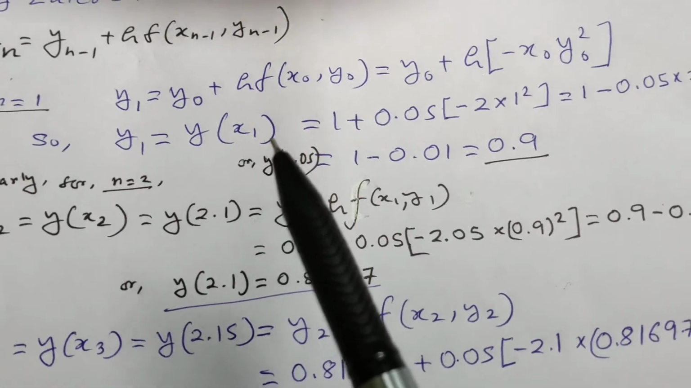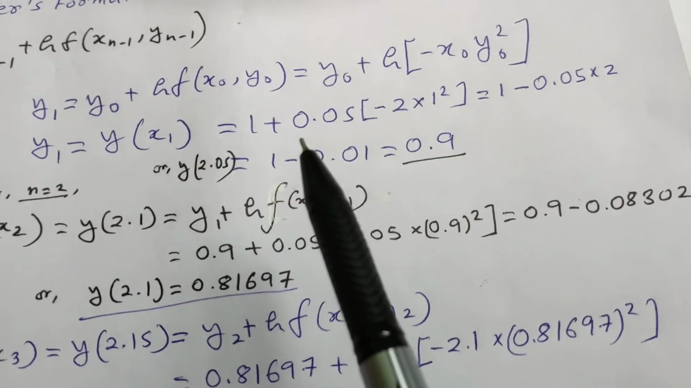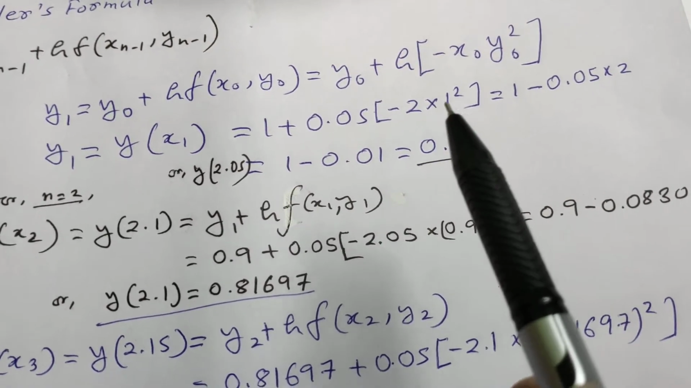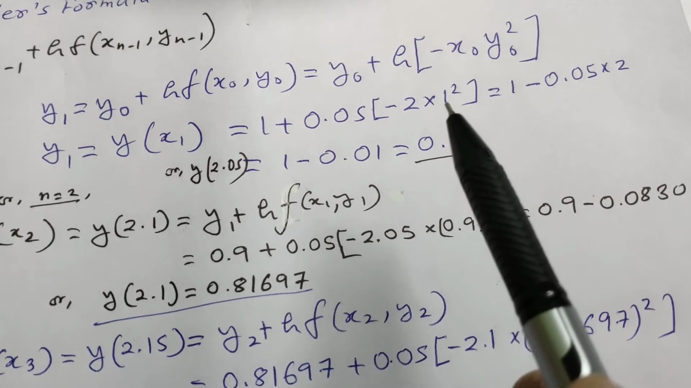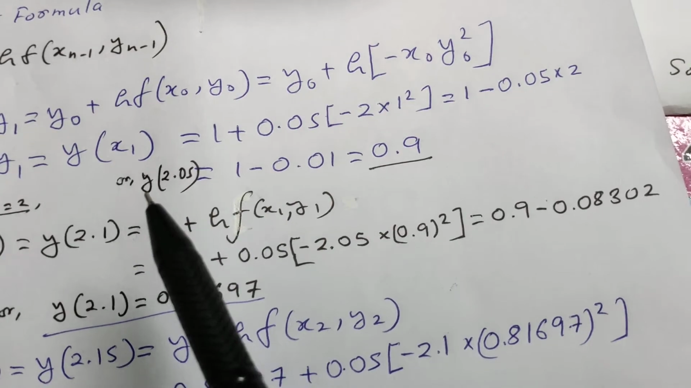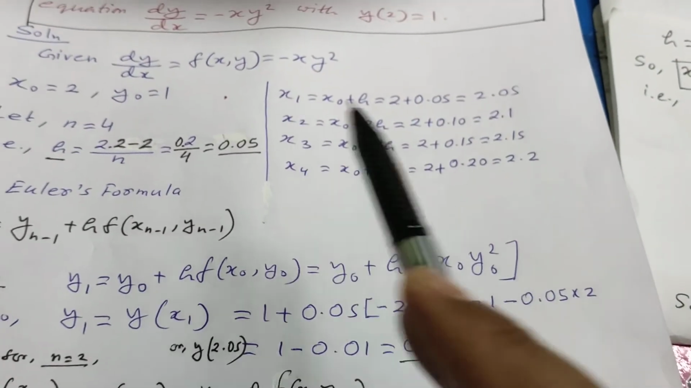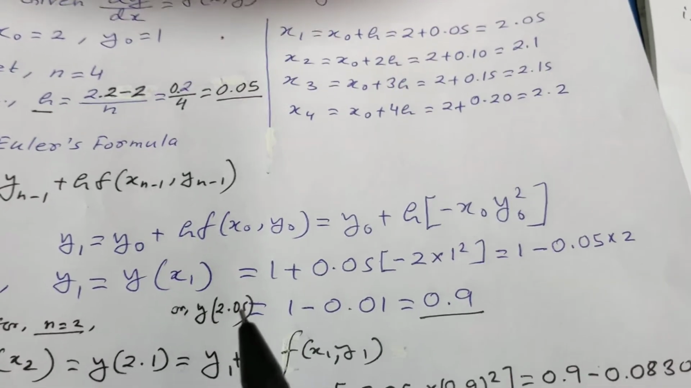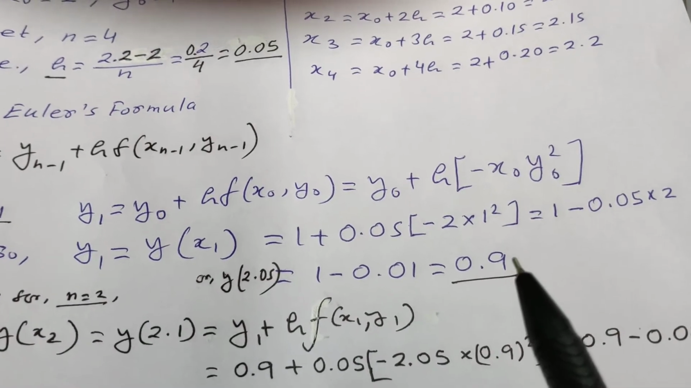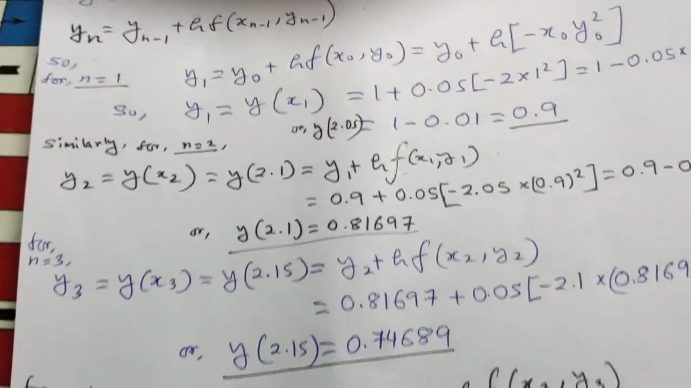So y(x1), if we put the values of y0 and x0, we get 1 plus 0.05 into minus 2 into 1 square, where x0 is 2 and y0 is 1, equals 1 minus 0.05 into 2. 2.05 is the value of x1. So y(2.05) equals 1 minus 0.1 equals 0.9. So we are getting the value of y(x1) as 0.9, right?